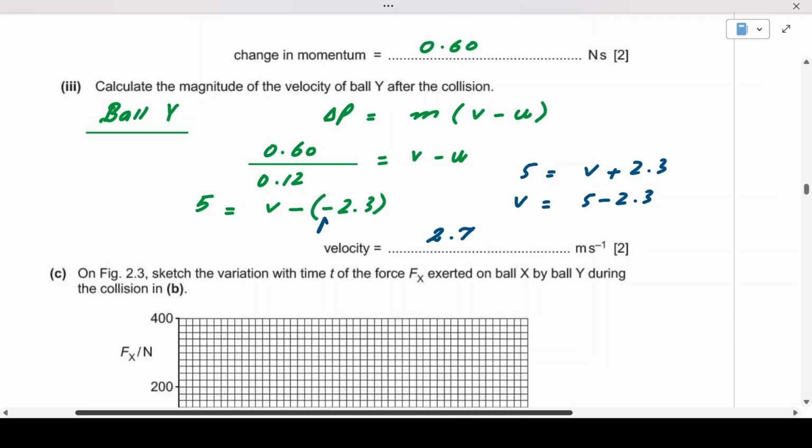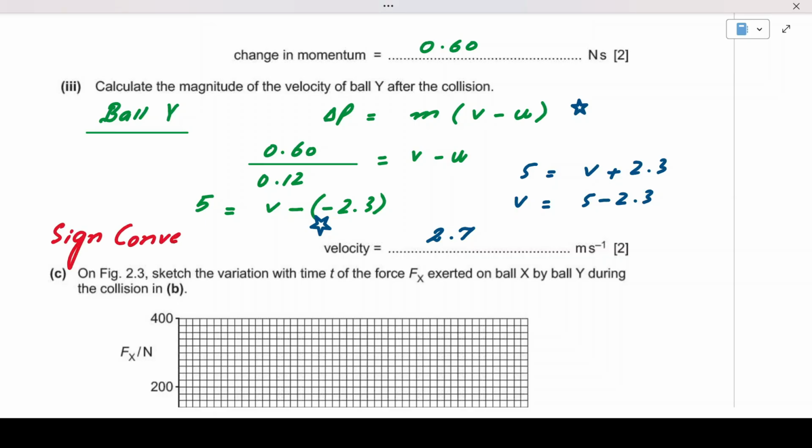The most important thing, I should put a star over here and the star with the formula that the change in momentum is solved, or the question of momentum is solved by sign convention. But if you don't follow the sign convention, you should be getting at least 1 mark.